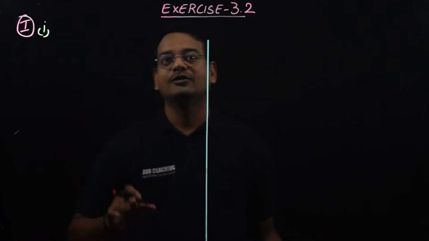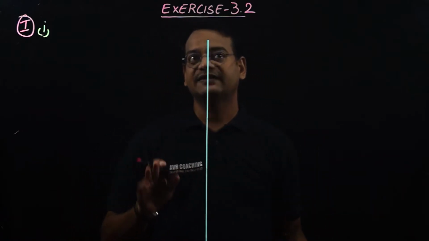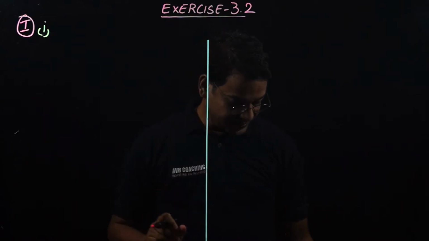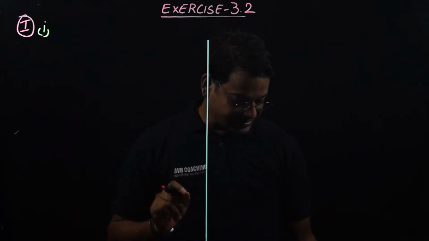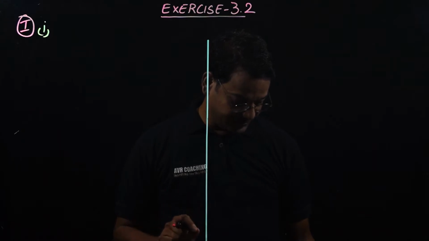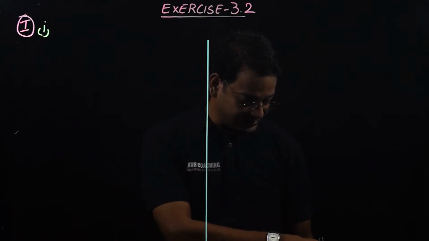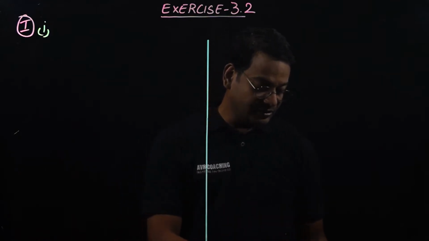Hello students, today we are going to do this exercise 3.2. First problem, first bit. The problem says 10 students of class 10 took part in a mathematics quiz. If the number of girls is 4 more than the number of boys, find the number of boys and girls who took part in the quiz.